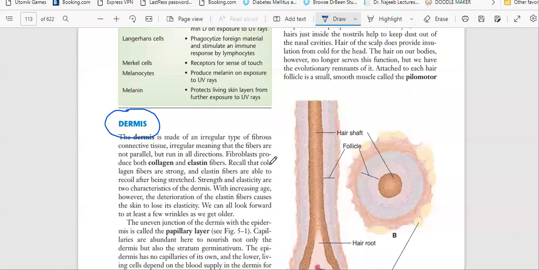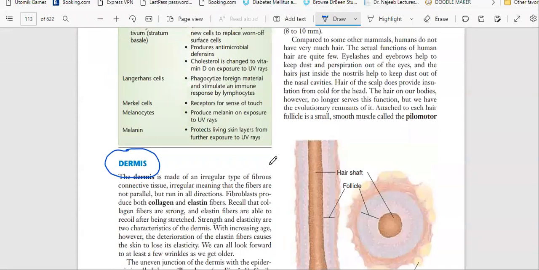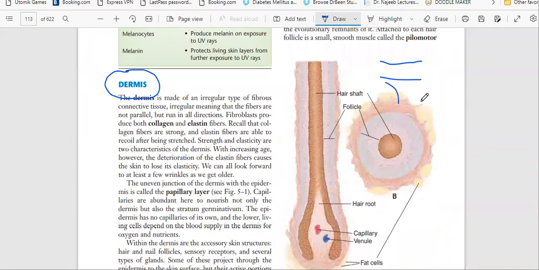So basically, the dermis is the second layer of the skin. The first layer is the epidermis, and the second layer is the dermis. Most of the baselines of anything are present in this area, like capillaries, okay, and sensory cells, what we call receptors, okay, and hair follicles, sweat glands, sebaceous glands, etc.